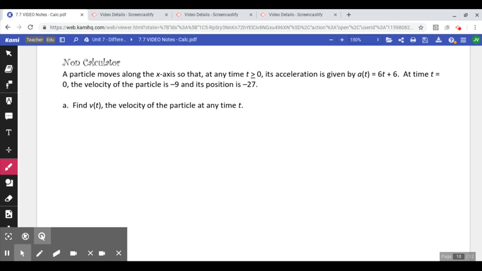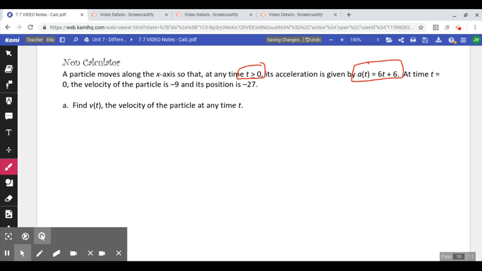In this problem, we have a non-calculator problem, and this looks kind of like an AP free response one. Let's see if we can work through this. It deals with a particle moving along the x-axis, and at any time t greater than or equal to 0, so we've got a restriction here, just keep that in mind, the acceleration is given by a of t equals 6t plus 6.